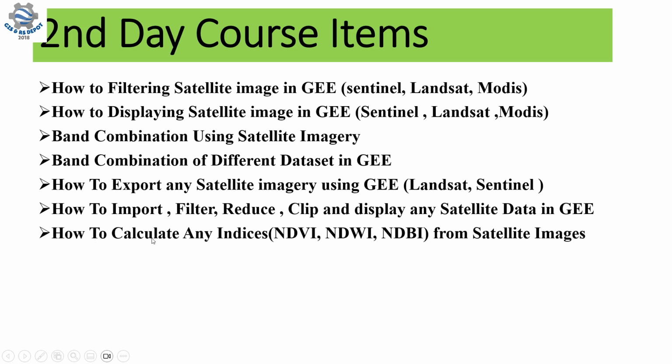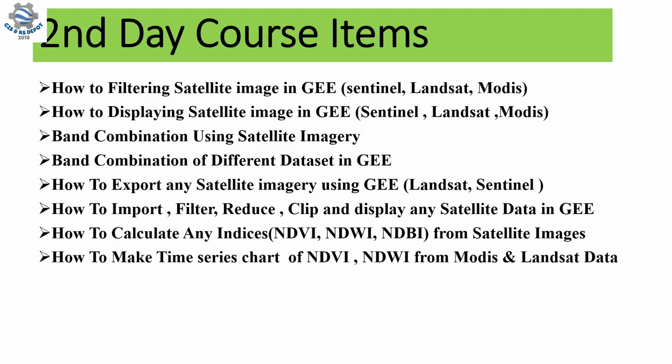And also we learn how to calculate indices, suppose NDVI, NDWI, NDBI. NDVI means normalized difference vegetation index. NDWI means normalized difference water index. NDBI means normalized difference built-up index. How you can easily calculate these indices from satellite images, suppose Landsat or Sentinel satellite products. Also if you want, you can easily use ready products from MODIS.